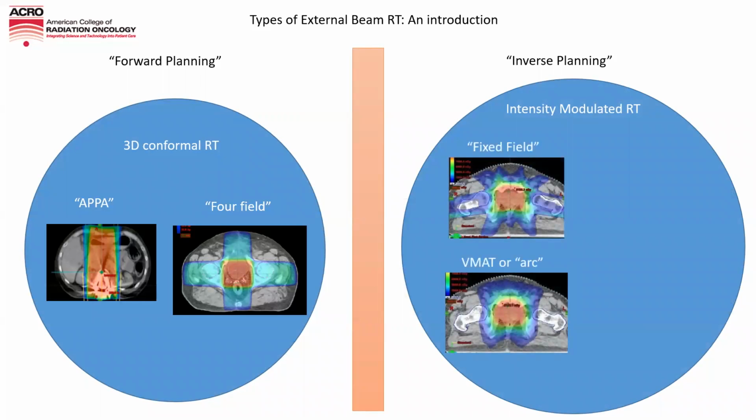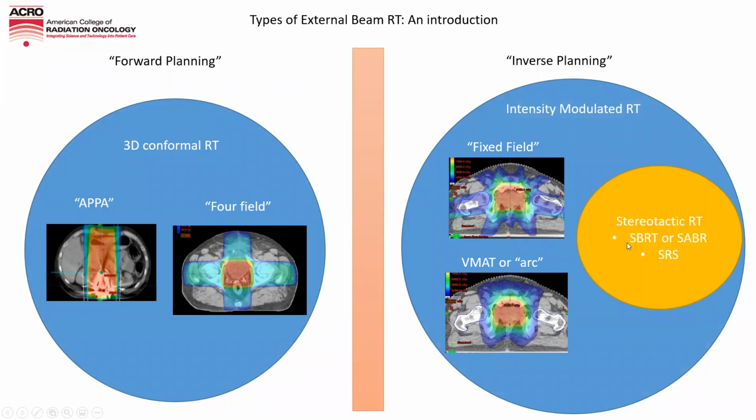On the top, you can see an example of a plan with fixed field IMRT, where there are still discrete entry points, but the beam is shaped differently within each one. For example, to help avoid the femoral heads when entering from the side. On the bottom is a continuous arc plan, where the radiation enters from 360 degrees all around the patient. This is known as volumetric modulated arc therapy, aka VMAT, or arc therapy.